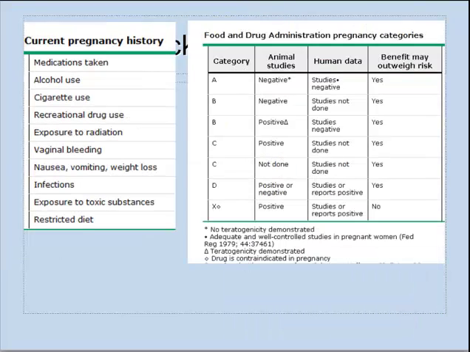And then, of course, current pregnancy history, any medications that they've taken. Have they used alcohol? Do they use cigarettes? Have they had recreational drug use? Those sorts of things. And then I want you to review on your own from your pharmacology class that FDA pregnancy category list for medications that the patients are on or have been on during their first trimester of pregnancy.